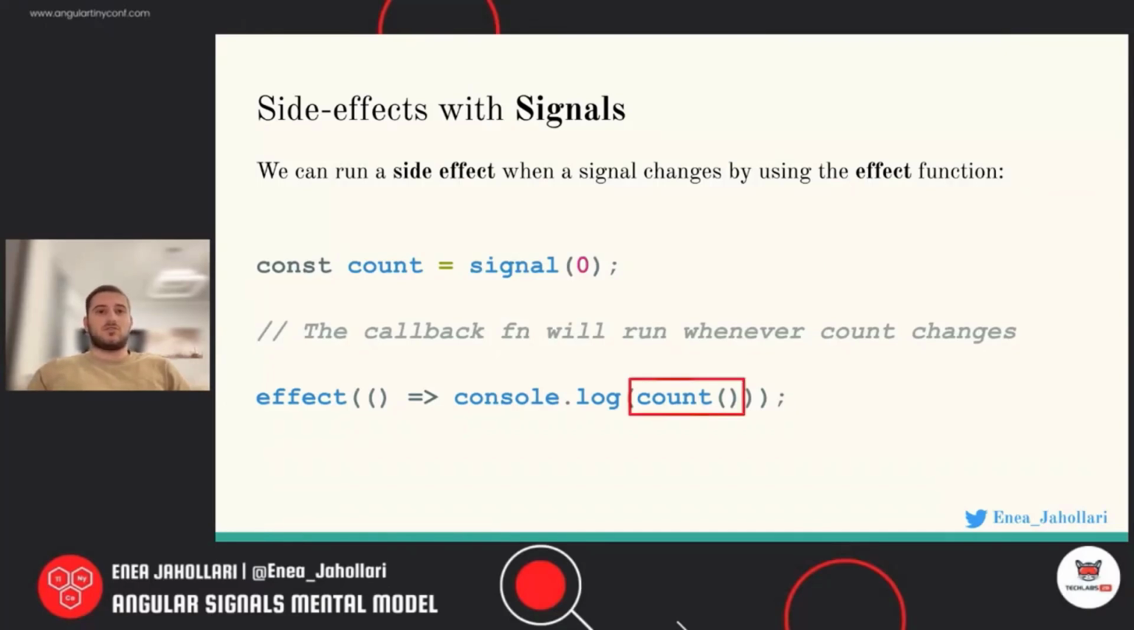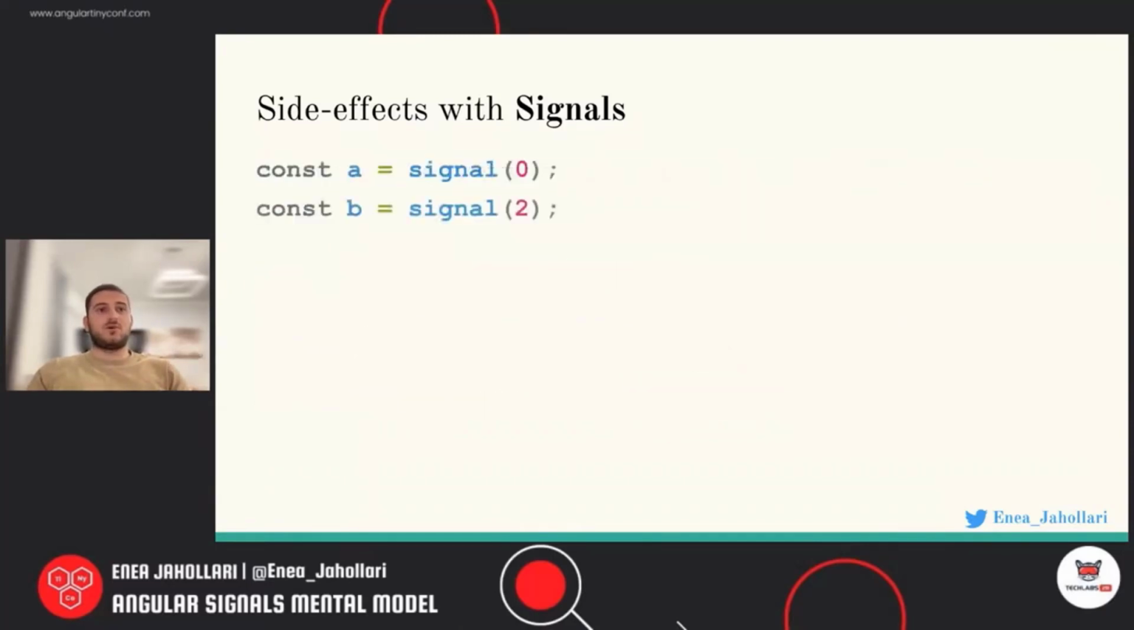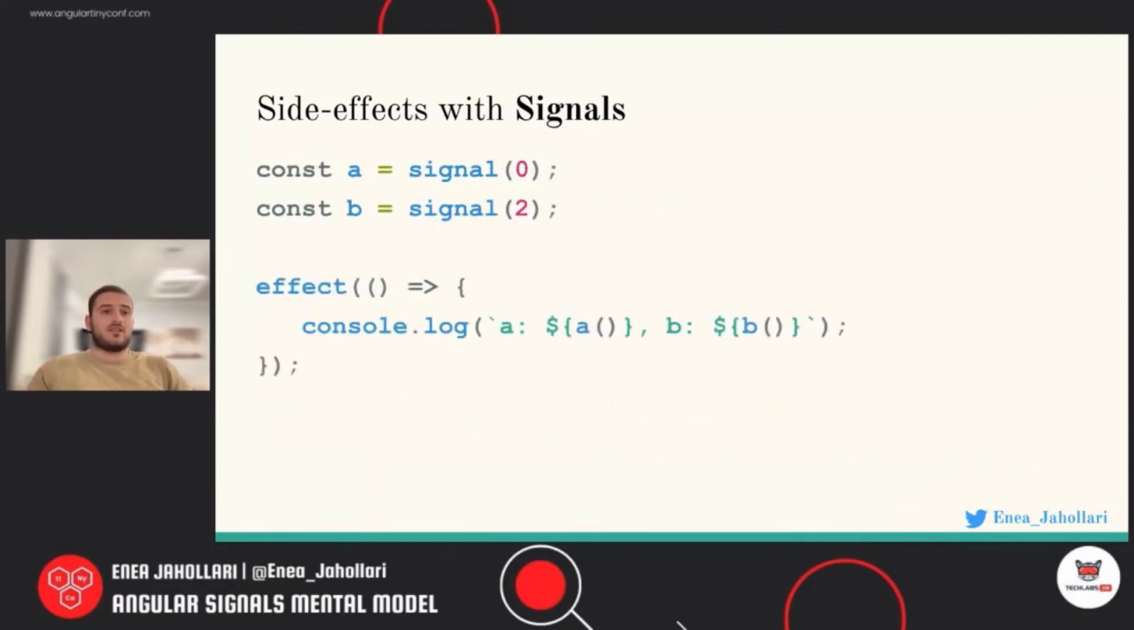So to learn more about this, let's see an example. We have A and B, which are 2 signals. And we have an effect that console logs A and B every time they change. By default, an effect runs at least once. And by default, we'll see in the console that it will log A0, B2.